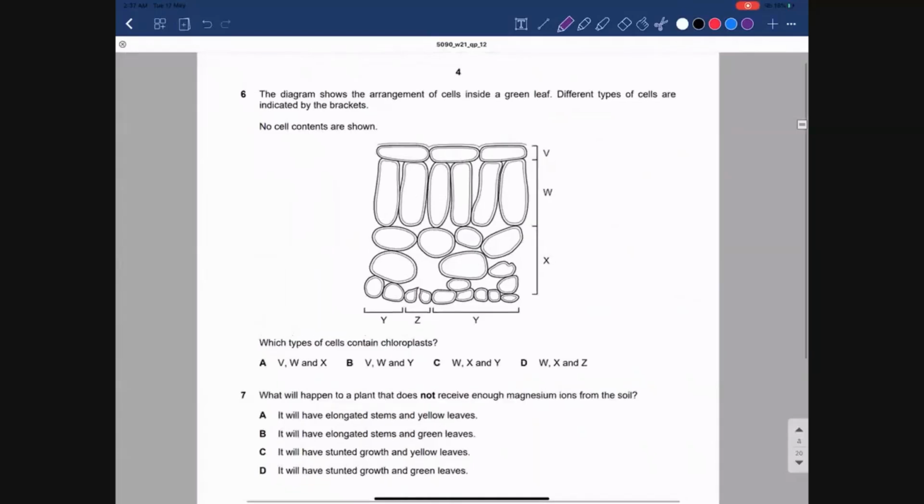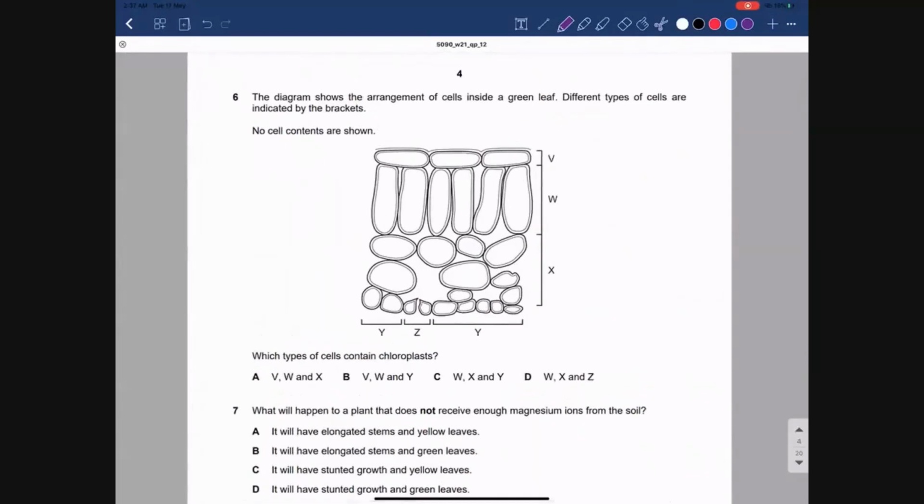Let's move on to MCQ number 6. The diagram shows the arrangement of cells inside a green leaf. Different types of cells are indicated by the brackets. No cell contents are shown. Which types of cells contain chloroplasts?